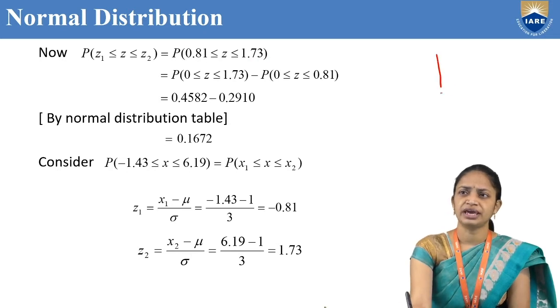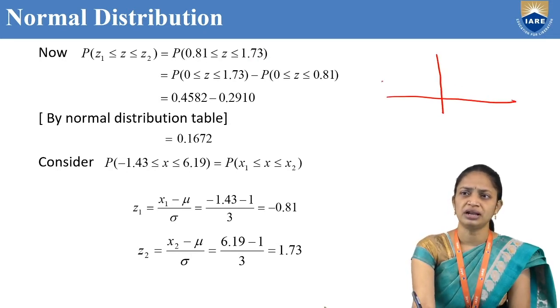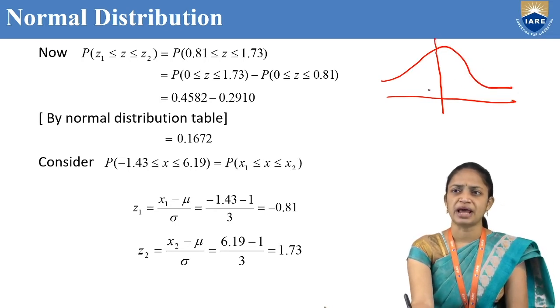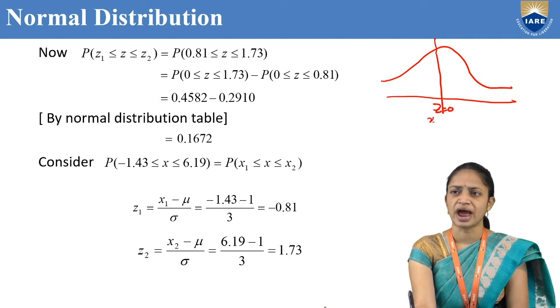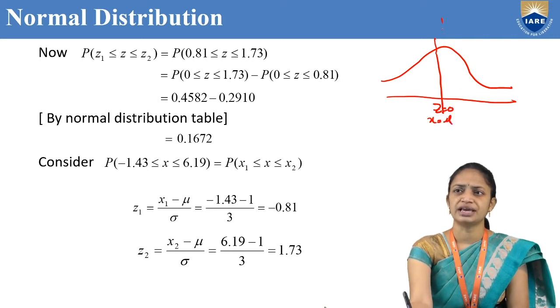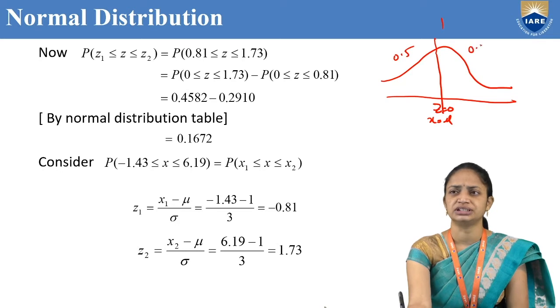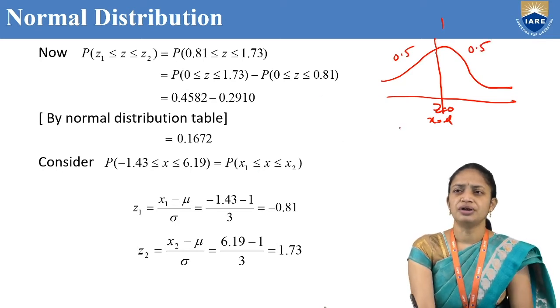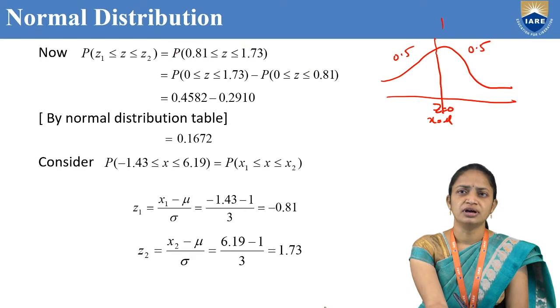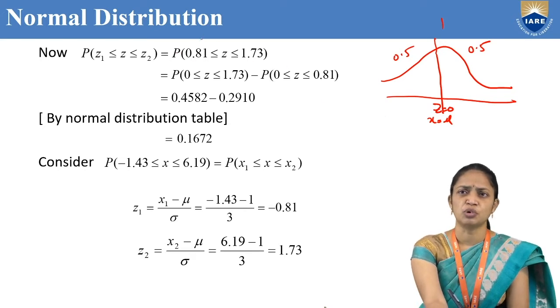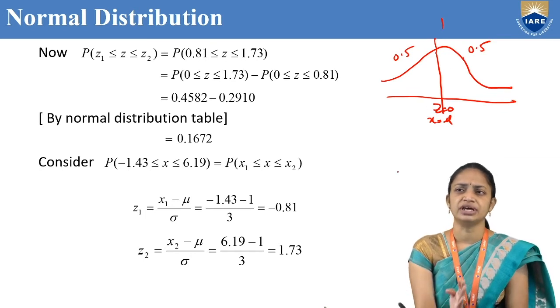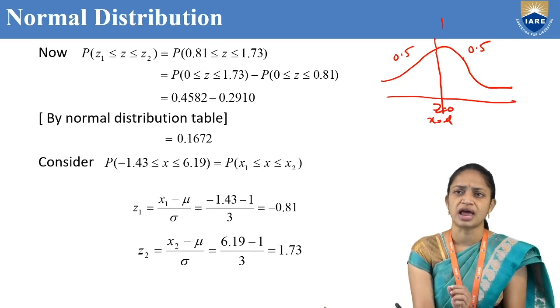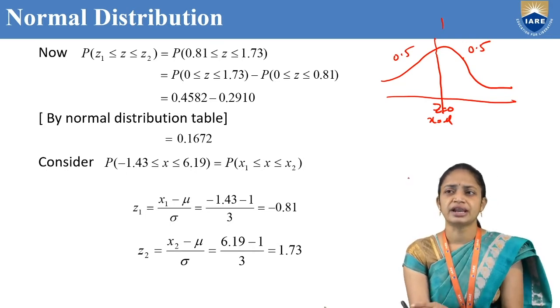If we take these values on the normal curve, the normal curve is bell-shaped and symmetric about z equal to 0 and x equal to mu. The total area is 1 and each half is 0.5. Here z1 and z2 are both positive values, so we take them on the right side. If we had any negative value, we would take it on the left side.